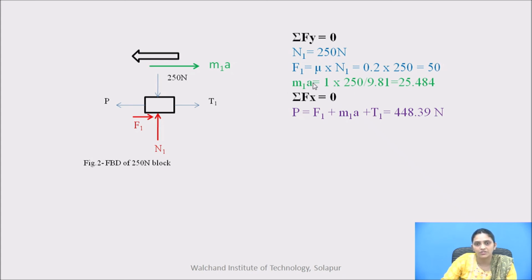Now find out the MA force, that is M1A. So it is 250 divided by 9.81 into 1. It is 25.484. Now go for the summation of Fx, that is summation of horizontal forces is equal to 0. In x direction there are four forces, P, F1, T1 and MA force. So P is equal to T1 plus F1 plus MA force. So put all the values here in the equation. We'll get P is equal to 448.39 Newton.